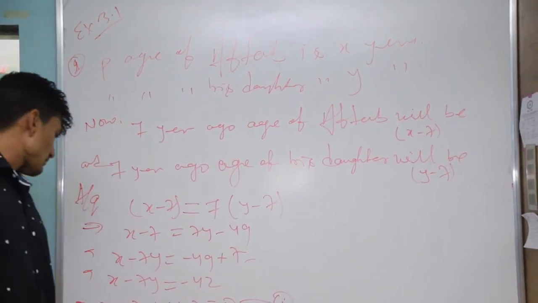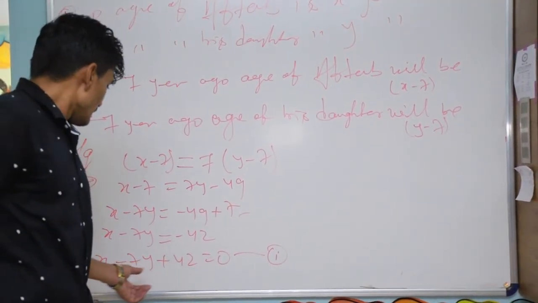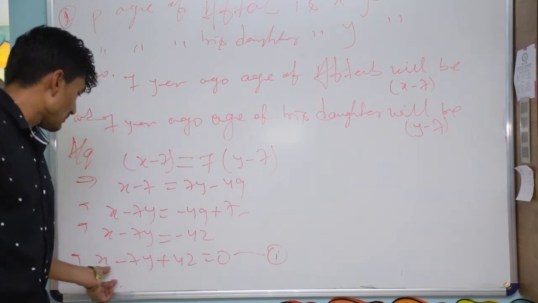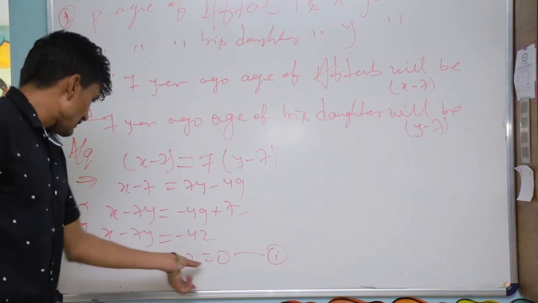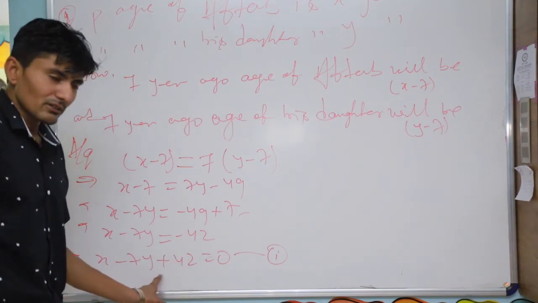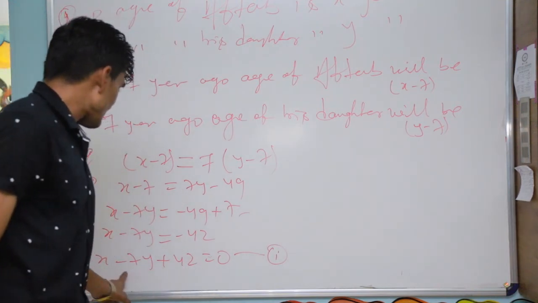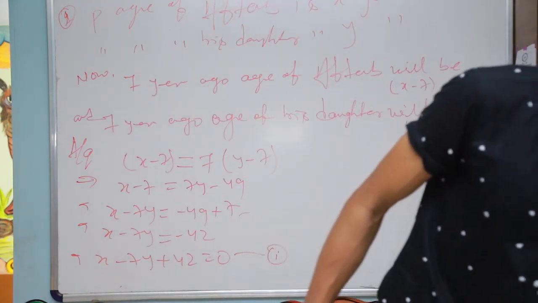Now we have the equation x minus 7y plus 42. That is the linear equation of two variables, here x is a variable, y is a variable, and 42 is the constant term. In this equation there are two variables, x and y. 42 is the constant term. So this is the linear equation x minus 7y plus 42 is equal to 0. That means one equation is completed.